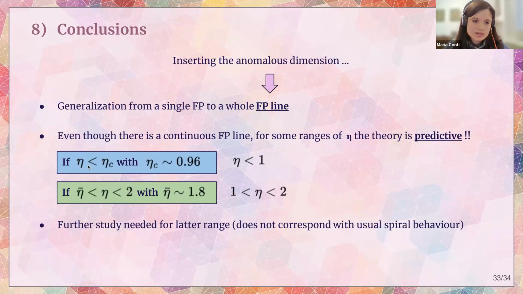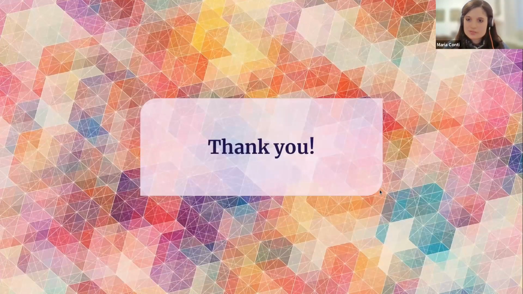So if eta is lower than this critical value, then you have, once again, a predictive theory. There is also this small range inside the green range between the values of 1.8 and 2, which also corresponds to a predictive theory. Actually, some further studies should be needed for this latter range because this does not correspond with the usual spiral behavior we're used to, because we have 2 real eigenvalues instead of two complex values. But apart from this problem, this is pretty much the content of my discussion today.